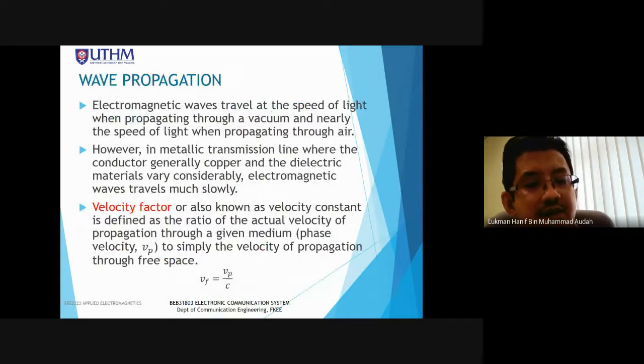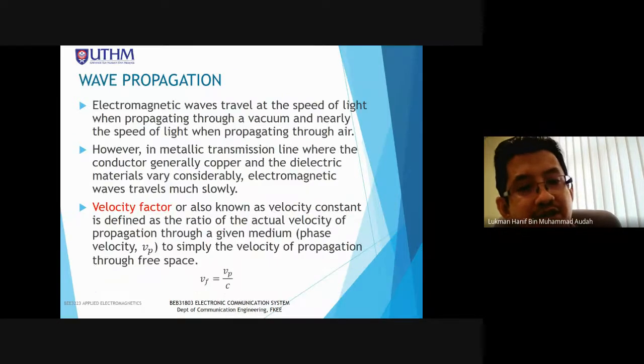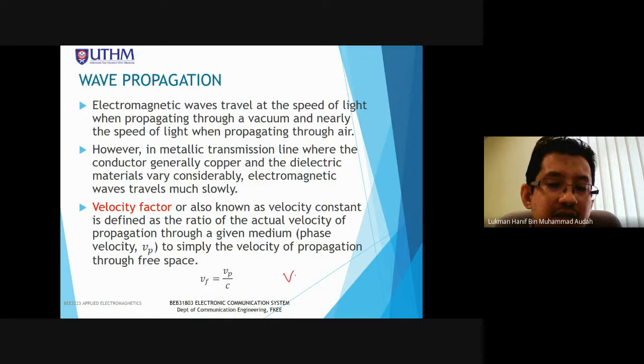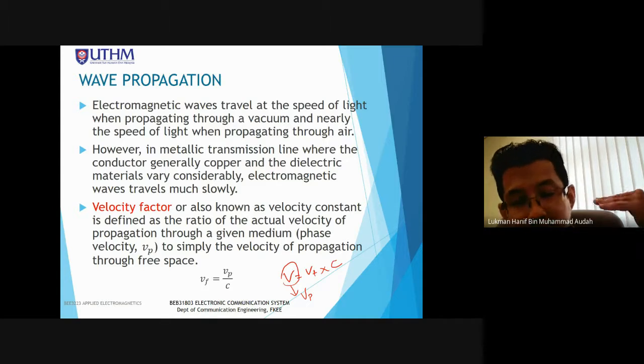Parameter seterusnya adalah wave propagation. Ini nanti ada contoh, nanti kita akan lihat contoh yang inilah supaya kamu lebih faham. Ada example selepas ini. Wave propagations, tadi pun kita dah lihat wave propagation berkenaan dengan velocity factor. Tadi kita dah lihat V equal to VF multiplied with C. Okay. Yang mana V ini sebenarnya juga dipanggil sebagai VP, phase velocity. Phase velocity ataupun velocity of the wave adalah kelajuan gelombang itu yang bergerak dalam medium.